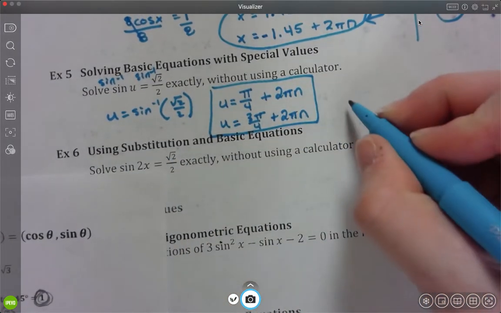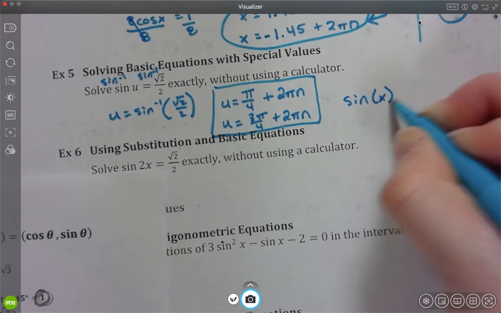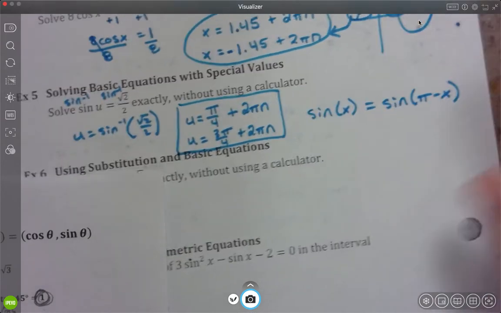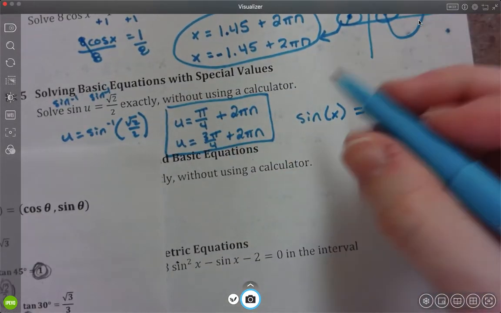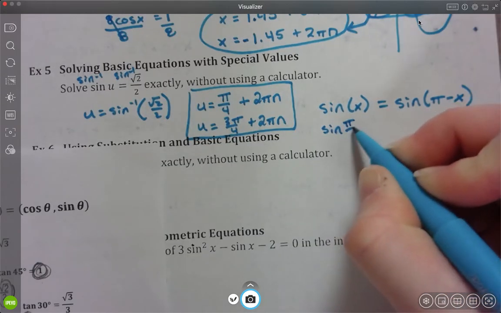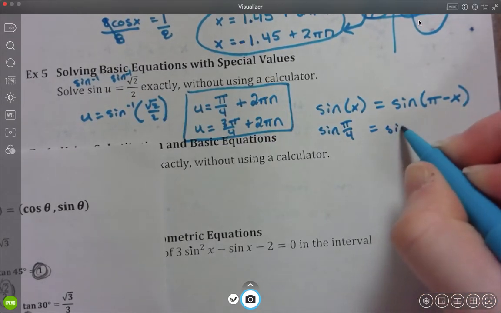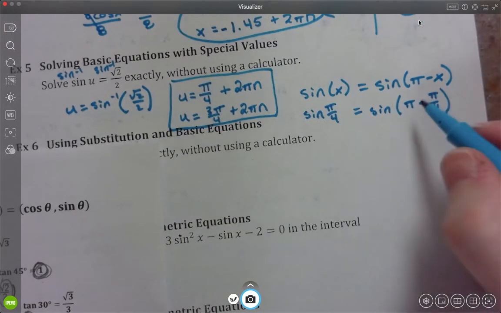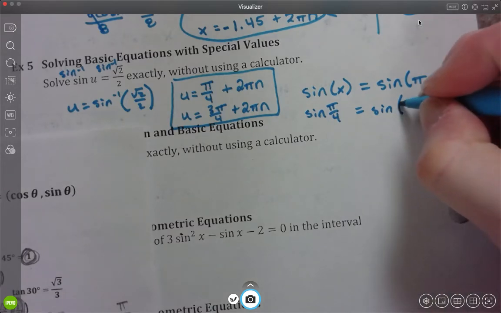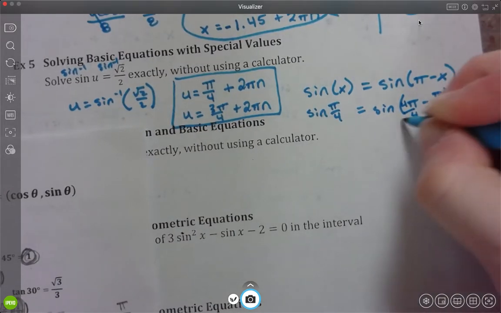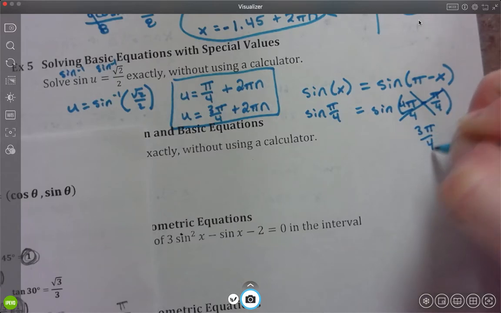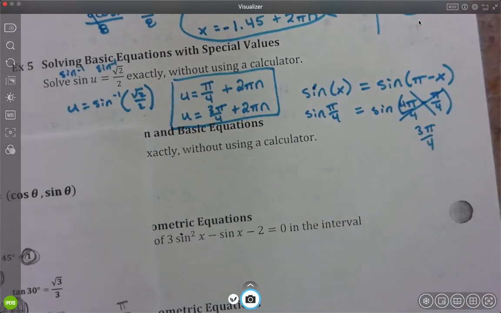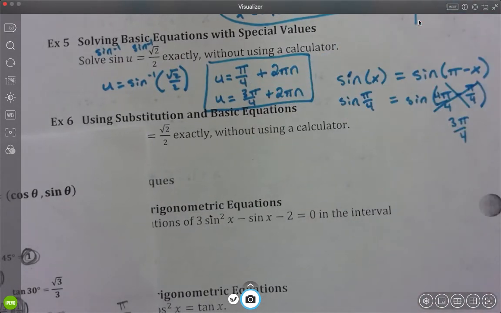Now, the rule for sine was that sine of x will be the same as sine of pi minus x, right? Okay, so let's just make sure that this fits into that. Sine of pi over 4 is going to be the same as sine of pi minus pi over 4. Well, what do we get when we take pi minus pi over 4? This would be like 4 pi over 4 minus pi over 4. Well, that is 3 pi over 4, which is my other solution, right? So that's consistent with the identity that I found, and that gives me my two solutions there.